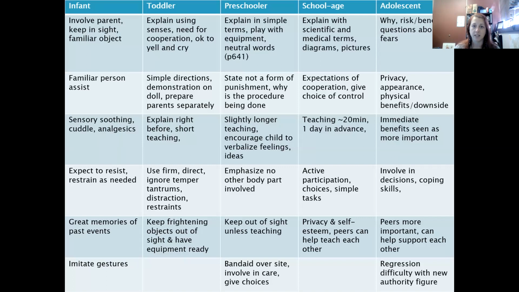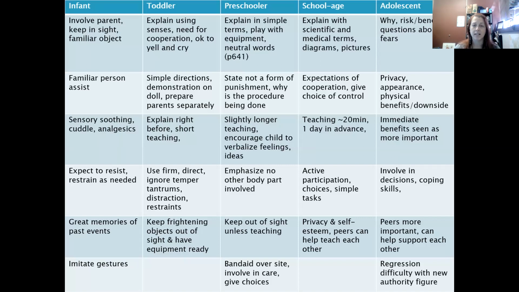So if you're doing something like that IV that we talked about with that atraumatic care, have everything out ready to go before you start telling them what you're doing, because otherwise it's forgotten. In this age group, expect temper tantrums, expect resistance. With toddlers, in most cases you're going to have to restrain to do procedures, especially more invasive procedures. They're not going to hold still for you in most cases.